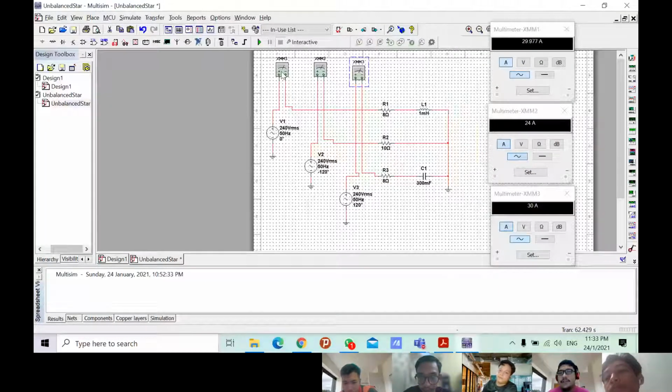Then, to calculate the power, we use the two-wattmeter measurement. So we need 2 wattmeters. This part we want to calculate power.